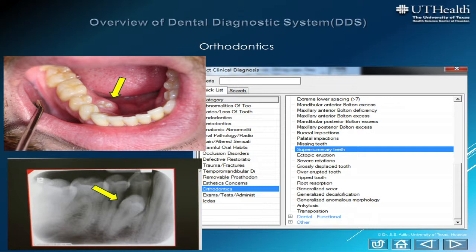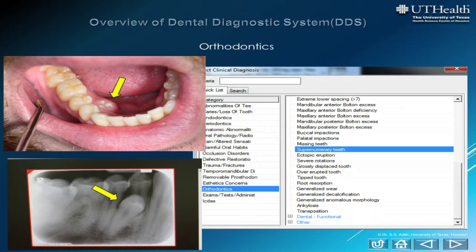Orthodontic category consists of facial sagittal, facial vertical, facial transverse, skeletal sagittal, skeletal vertical, skeletal transverse, dental sagittal, dental vertical, dental transverse, dental parameter, dental functional, and other.